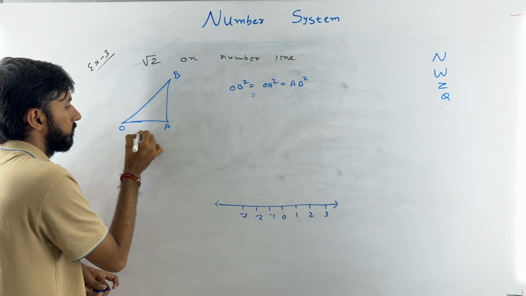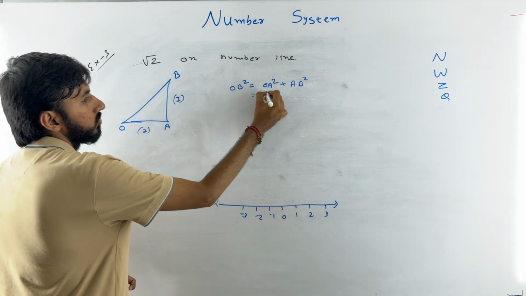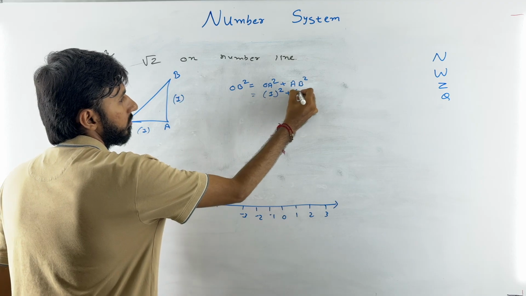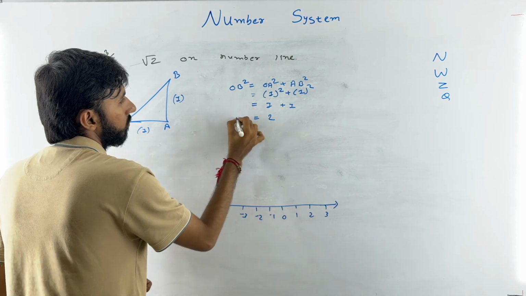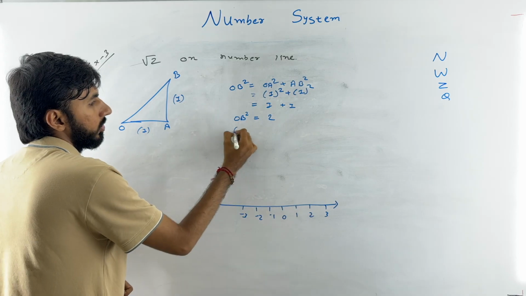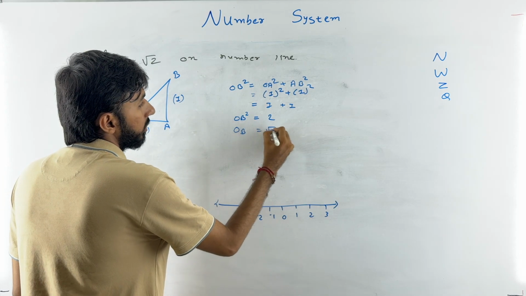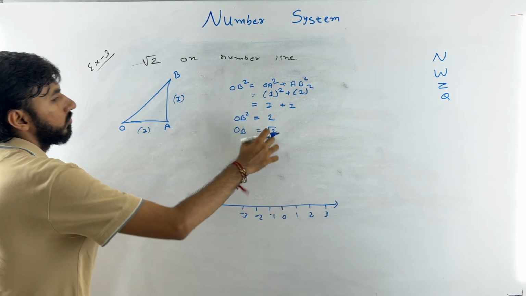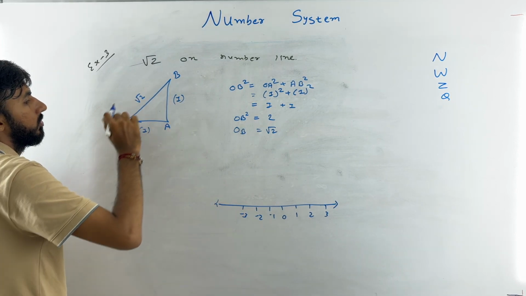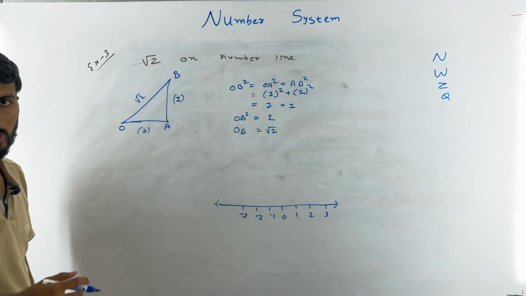Now if the length of this side OA equals 1 and this side AB equals 1, so OA square equals 1 square, AB square equals 1 square, this will become 1 plus 1, this will become 2. So OB square equals 2. Now if I remove the square from this side, I will get the square root on the other side. So OB equals root 2. So the length of this side OB will become root 2, right?